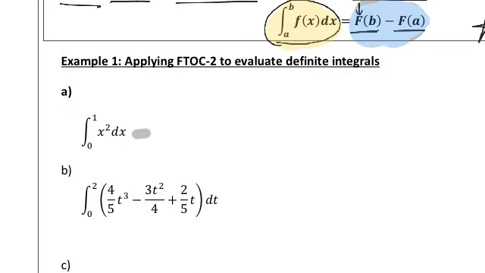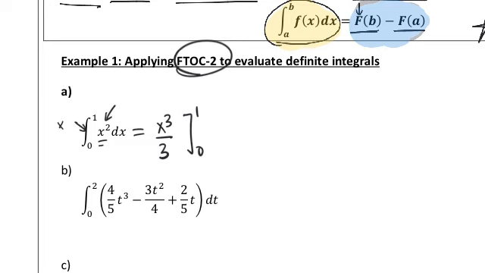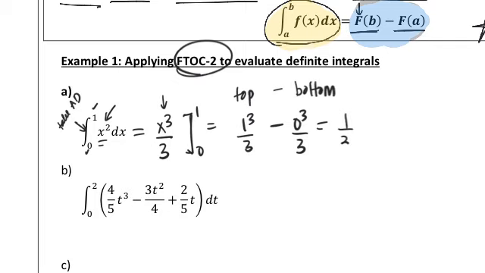Okay, let's take a look at this. This one we already know the answer, right? It should come out to be 1/3. We've calculated that the hard way, but let's do it with FTOC2. FTOC2 says that I can just find an antiderivative of the integrand, which is x cubed over 3 by the power rule. And this is notation you need to master. This means take the antiderivative. Once you do that, you drop the integral sign and you put this bracket on and you put the numbers on the top and the bottom. And then you do top minus bottom, right? So it's going to be 1 cubed over 3 minus 0 cubed over 3, which is 1/3.